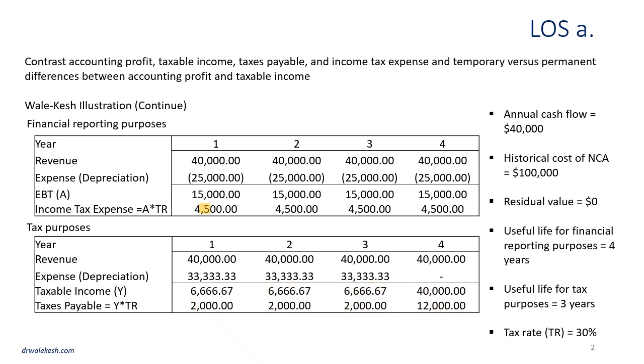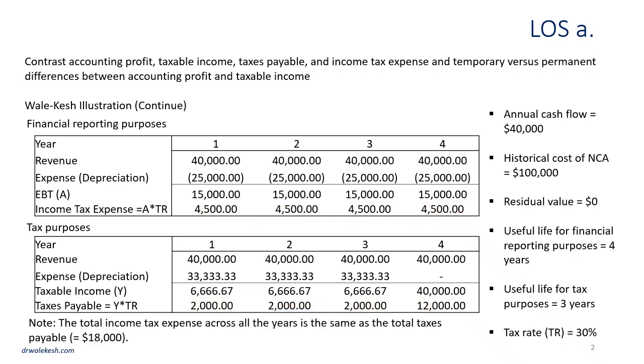It's worth noting that if you add the whole of this together, that should give you 18,000 US dollars. Then if you also add the whole of this together, it will also give you 18,000 US dollars. So the total income tax expense across all the years is the same as the total taxes payable, which we agreed is a total amount of 18,000 US dollars.